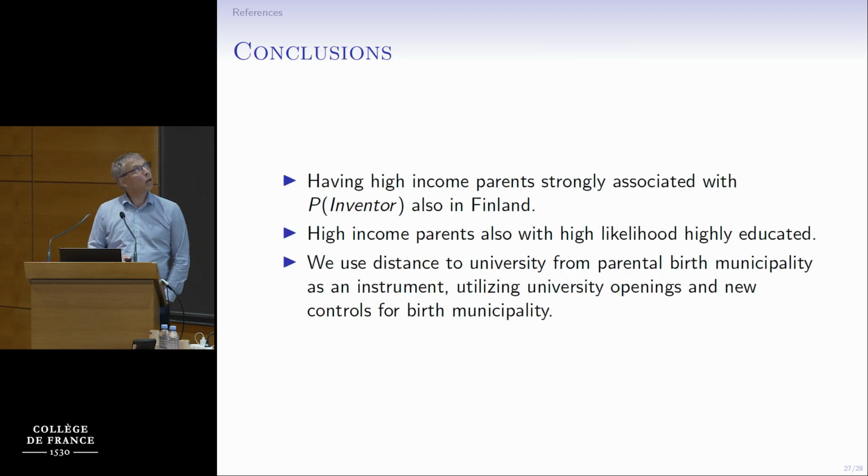Let me conclude. In Finland also, there's a strong association between parental income and the probability of becoming an inventor. It turns out, though, that when you change parents to higher income parents, you also get more highly educated parents. That's what we're looking at. We instrument parental education with distance to university. We try to be careful in justifying our instrument using the variation in our data and then controlling for unobservables that, if left out, might cause correlation between our instrument and the error term.